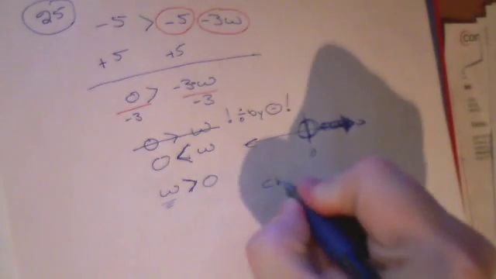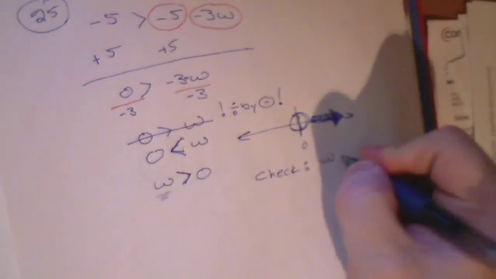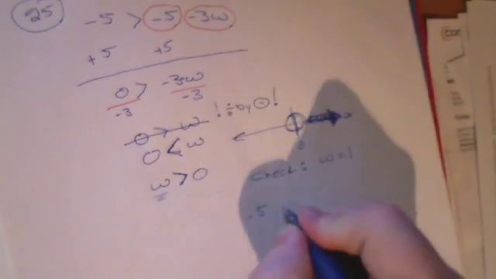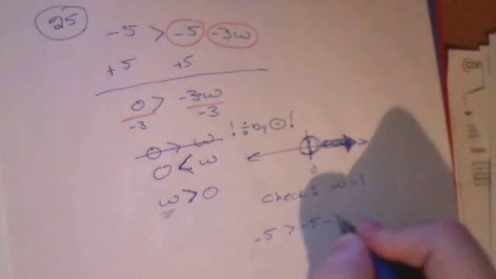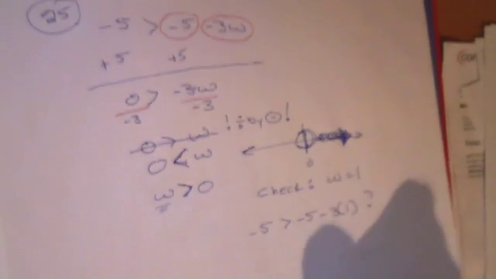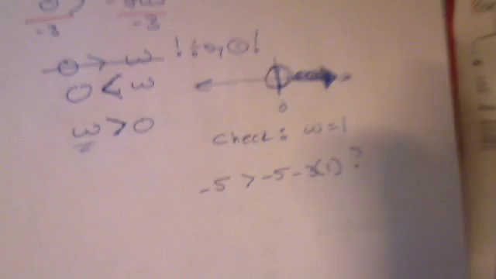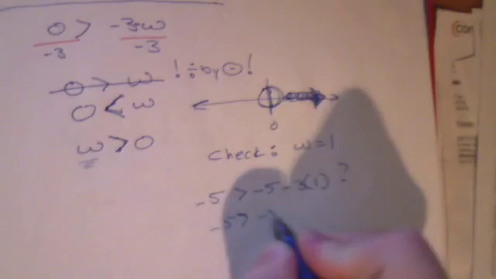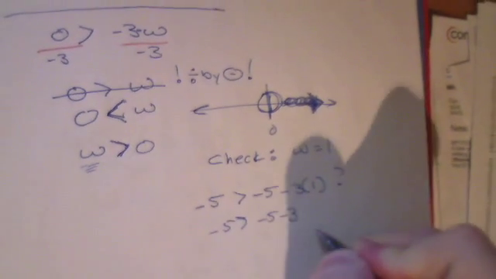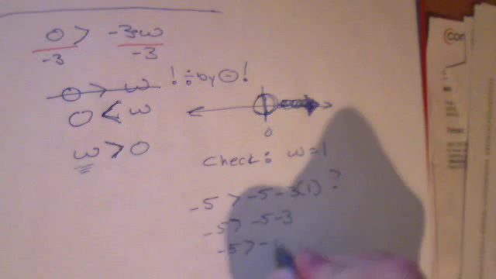And then finally I should check it. So I pick a number that makes that true, a number bigger than 0. Let's use 1. Is negative 5 greater than negative 5 minus 3 times 1? Is that a true statement? Let's see here. I'll come down here and get on the check. Do multiplication first. So, negative 5 minus 3. Is negative 5 greater than negative 8? Yep, it is. So it checks out.